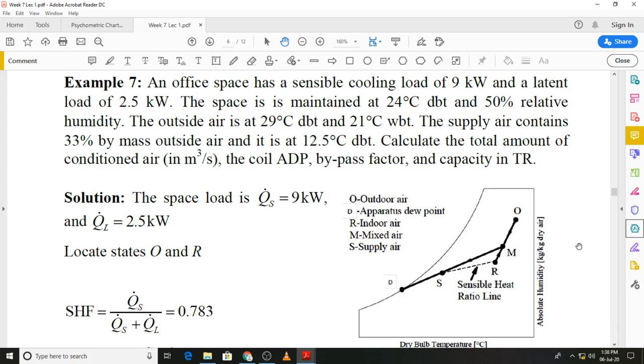Because the state points O and R can be easily located, that is the first thing that we will do when we go to the actual psychrometric chart, and corresponding to those state points O and R, we will be able to read off the specific enthalpies. The values will be shown to you later, and I will also show you those on the psychrometric chart. The sensible heat factor, as I said, we can find out using the sensible and latent loads. So the sensible load divided by the total load gives you a sensible heat factor of 0.78.